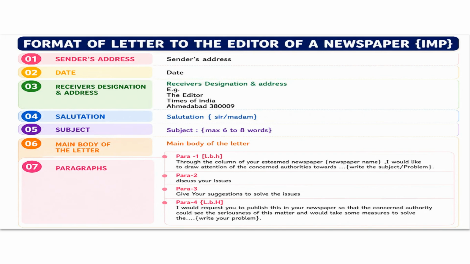Then after writing the date, we again have to leave a line and write the receiver's designation. In the receiver's designation and address, first we write the editor. As we are writing this letter to the editor of Times of India, we will write the editor in the designation and then we will write the address. Address should again be in 3 lines only, shouldn't exceed 3 lines.